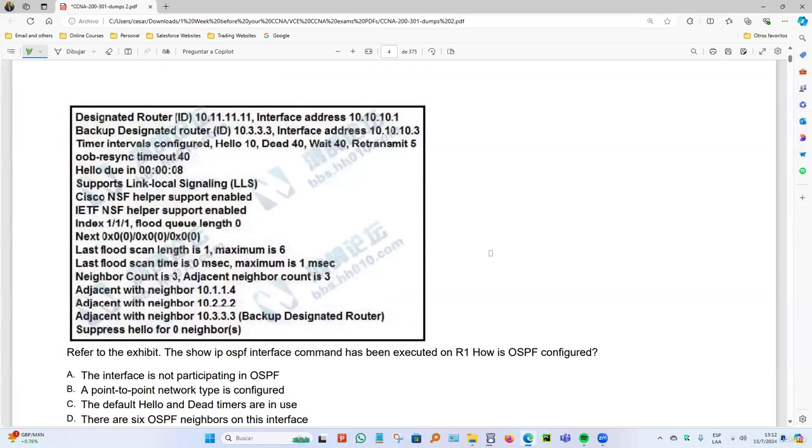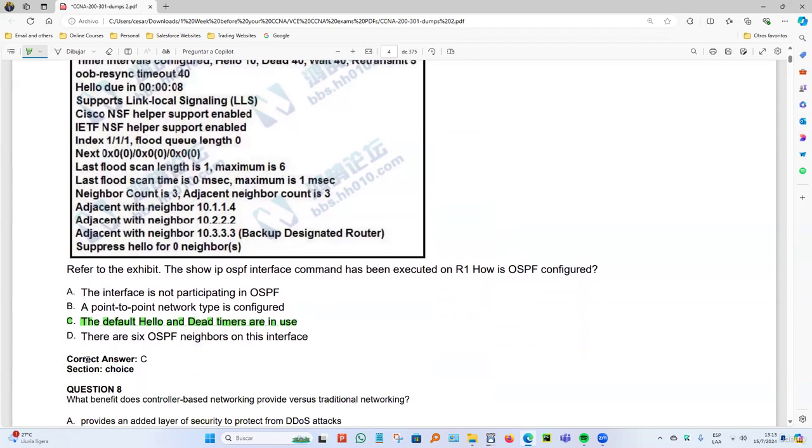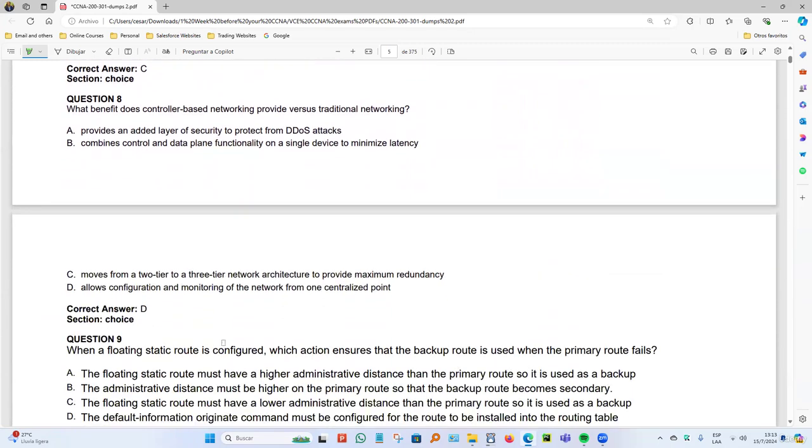Refer to the exhibit. The show ip ospf interface command has been executed on router 1. How is OSPF configured? Let's do our very best to analyze this one. We see the hello and the timers seem to be okay, but there is retransmission. You can see there's retransmission at 5. And in fact, we got it correct. It is answer C. Next one.